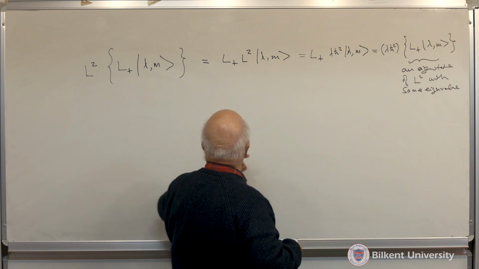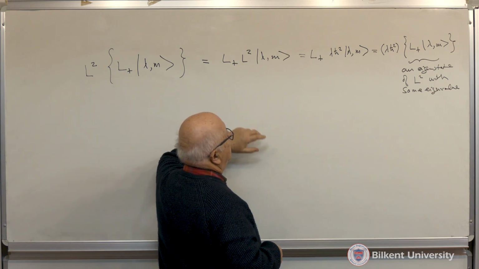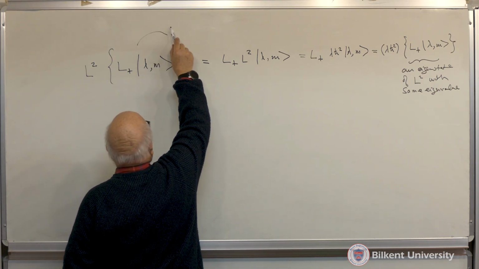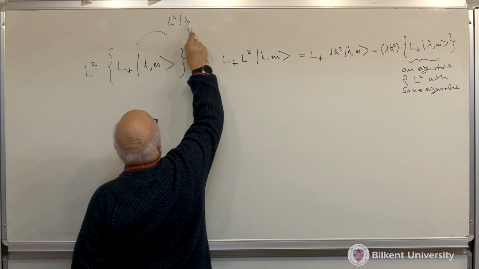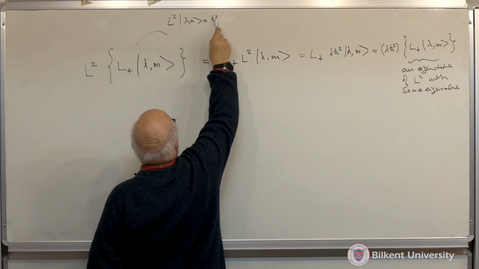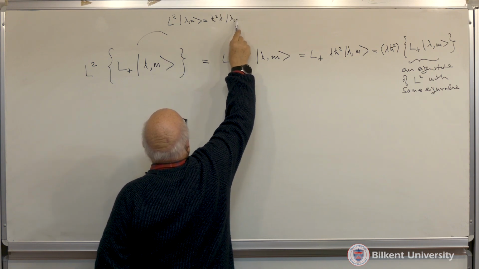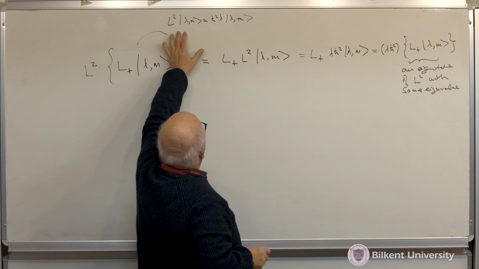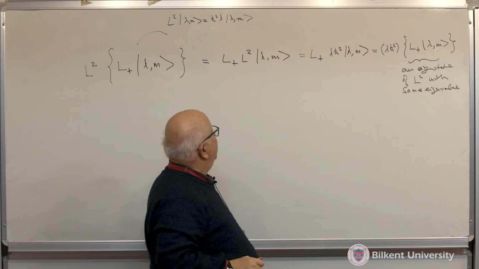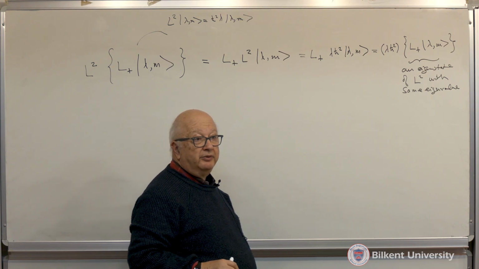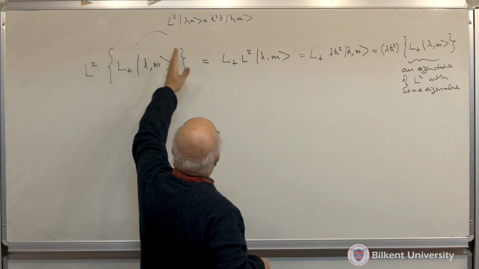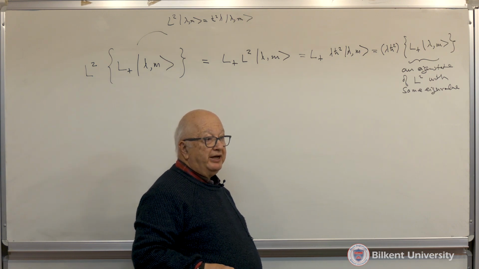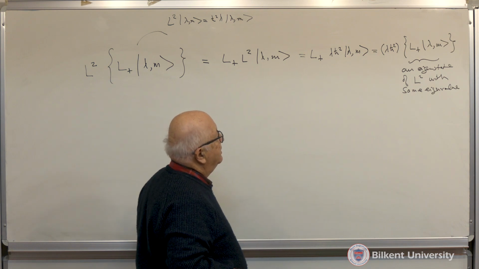Remember that this L squared is for total angular momentum. I know that L squared on lambda m is h bar squared lambda times lambda m again, right? So this piece here is an eigenstate of L squared with eigenvalue lambda h bar squared. Now when I operate on it with L plus, I'm going to get this new eigenstate.